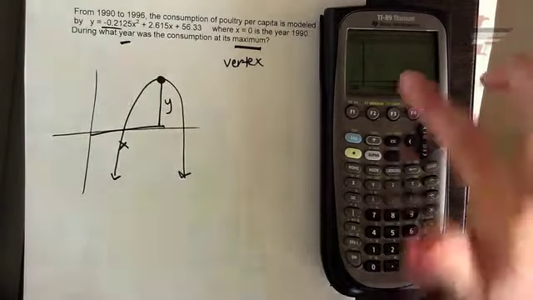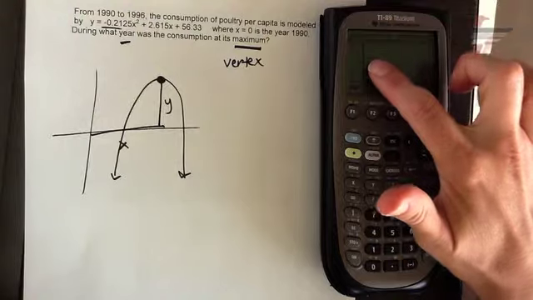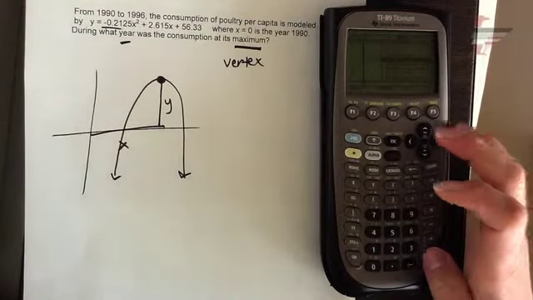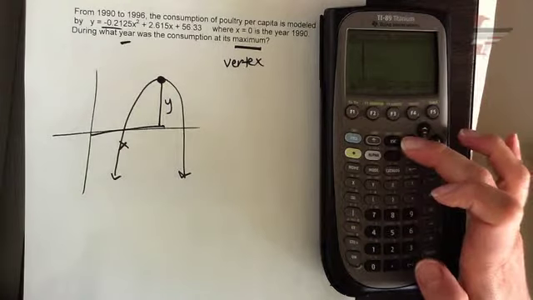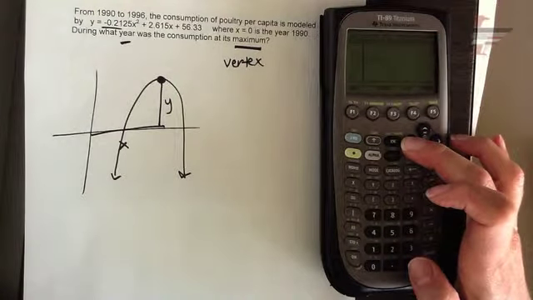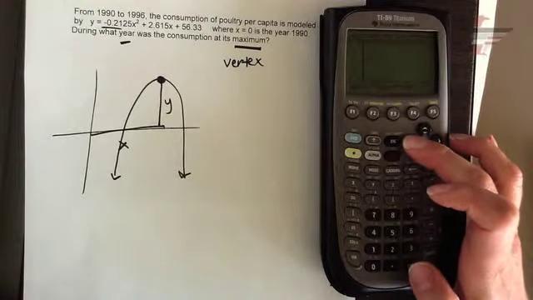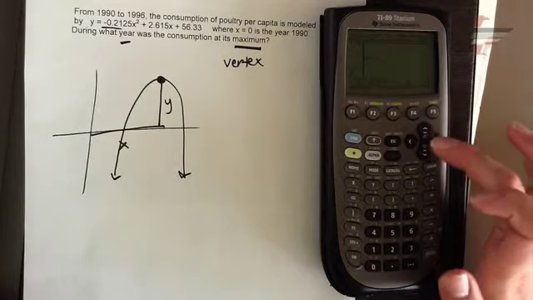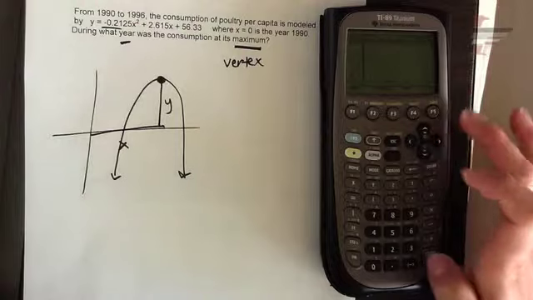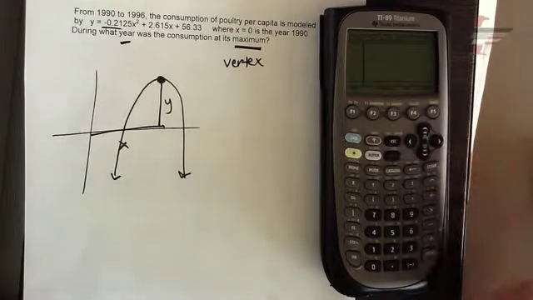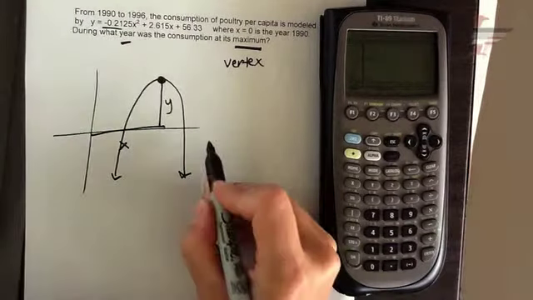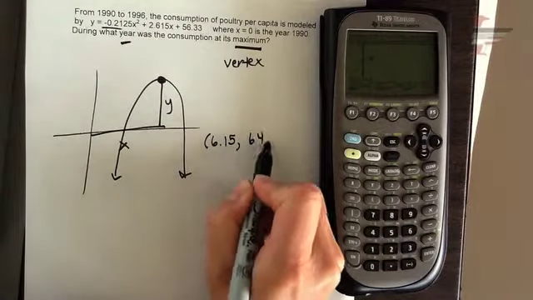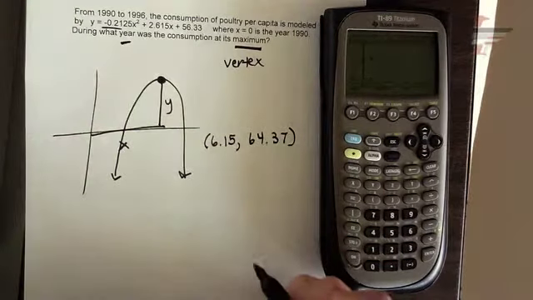So I want the maximum point here. So I go to F5 for math, calculate the maximum, get my cursor over the maximum, and remember lower bound means you want to go a little bit to the left of your maximum and press enter. Upper bound means you want to go a little to the right of your maximum, and you get a maximum of 6.15 and 64.37. So what does that mean?